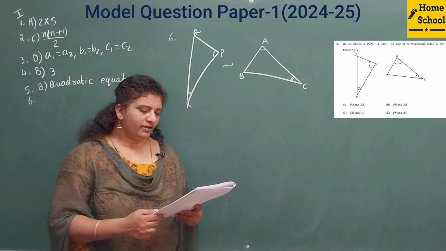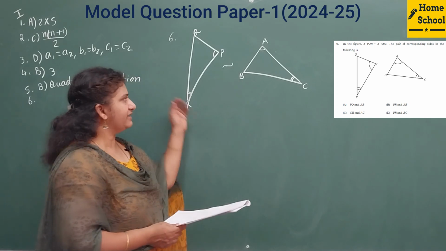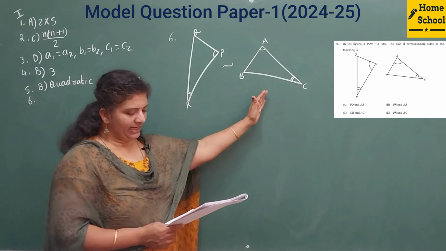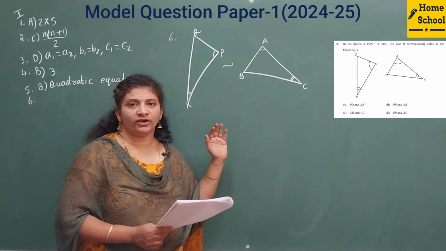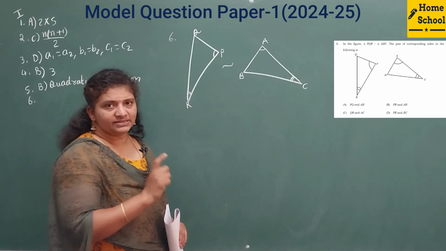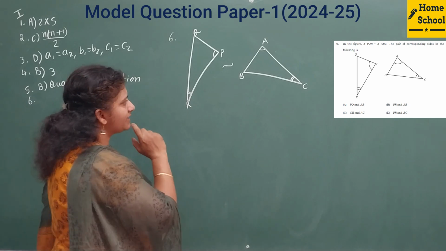Sixth problem. In the figure, triangle PQR is similar to triangle ABC. Observe the figure here. Triangle PQR is similar to triangle ABC. The pair of corresponding sides in the following is... So observe, these two triangles are similar, which means corresponding angles are equal. Which are the corresponding angles?